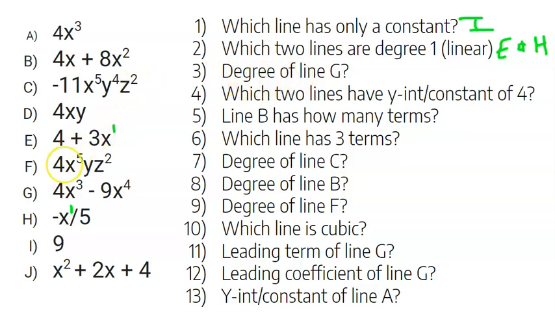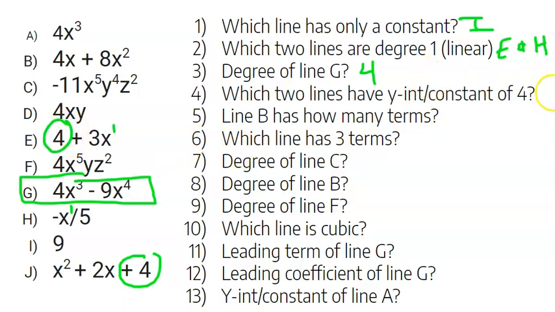Degree of line G. Well, degree of line G, nothing special here. The highest exponent is 4. So that's going to come up soon, what I was talking about. Which two lines have a y-intercept or a constant of 4? So you want a constant of 4. This one and E. E and J. Line B has how many terms? Got one here and one here. 2 terms. Let's say binomial. Which line has 3 terms? That would be J.